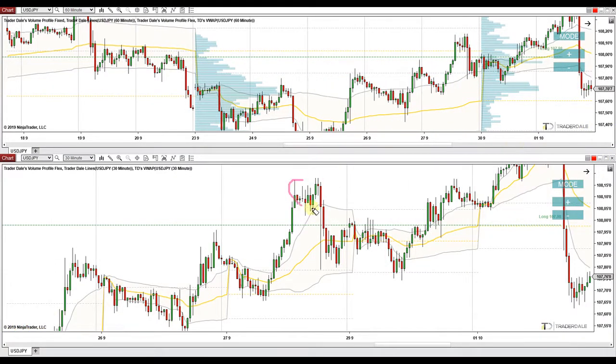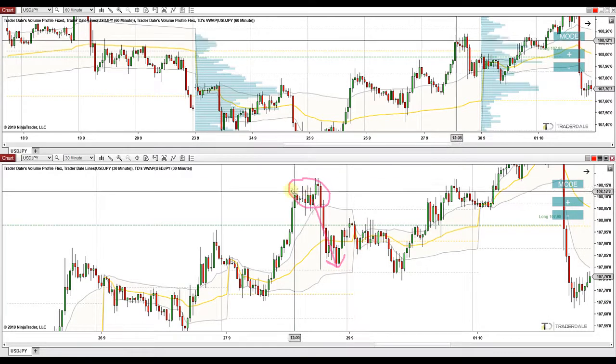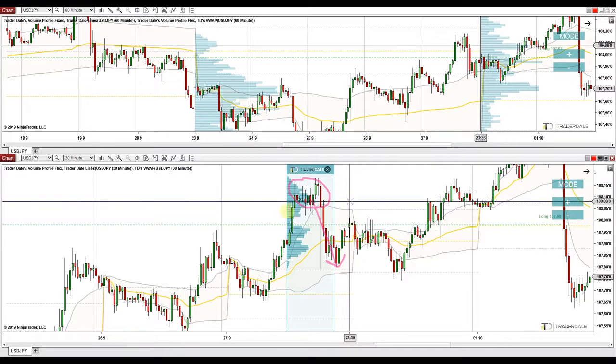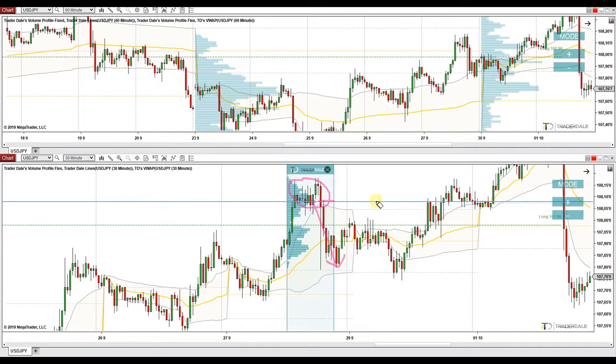Now in here, there was a rotation followed by a selling activity. So if I use the profile over the rotation, you can see that the volumes were the heaviest in here. This would be a level to go short from.